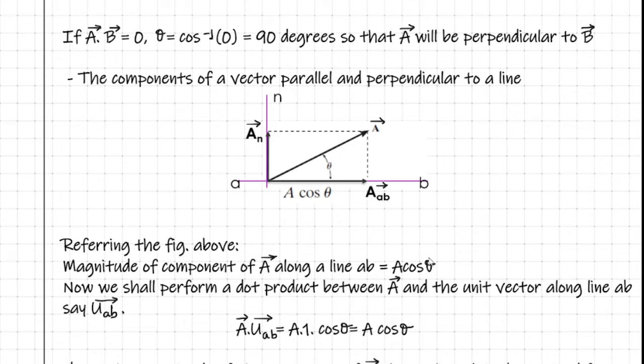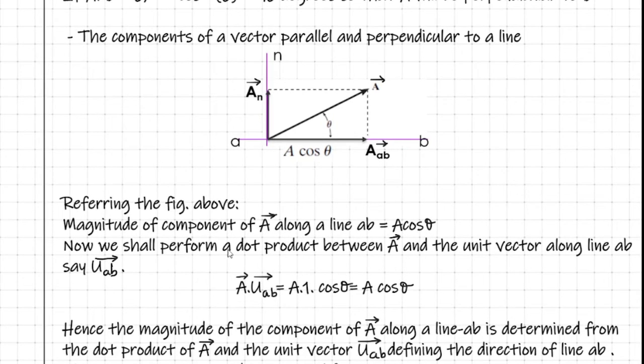Now let us find out how to obtain this magnitude of the component through the dot product operation. For the purpose, we carry out a dot product operation between the vector A whose component is to be obtained and the unit vector along the line AB, along which we would like to obtain the component of vector A. So we are performing a dot product operation between vector A and the unit vector along AB. Let me denote the unit vector along AB as UAB. So vector A dot vector UAB.